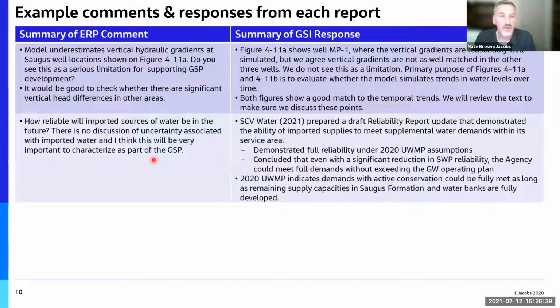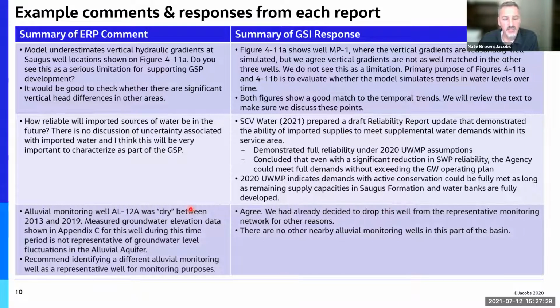Here's an example from the water budget report. We're asking how reliable will imported sources of water be in the future. There's no discussion of that associated with imported water, and it'll be important to characterize as part of the GSP. And they provided some good indications here of that reliability and what it's based on. It wasn't discussed in this modeling report, but clearly it has been discussed in detail in other agency reports. So I think the intent is they're going to take part of these responses, and they're making some updates to the model related reports to more clearly state their views on reliability for imported water sources.